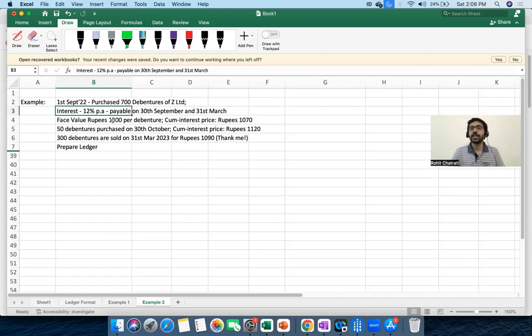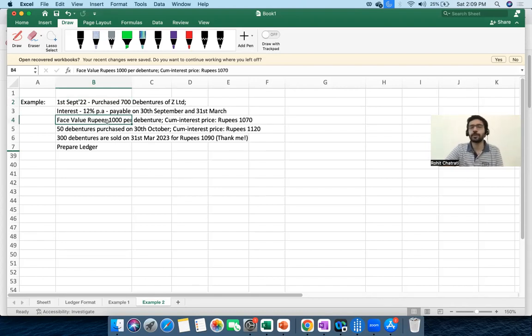So if you look at it, the last installment of interest would have been paid on 31st March 2022. The next installment is going to be paid on 30th September 22. I have purchased the investment on 1st September 2022, so 5 months have passed since the last interest payment date, and I am now buying the bond from the market. The face value is rupees 1000.